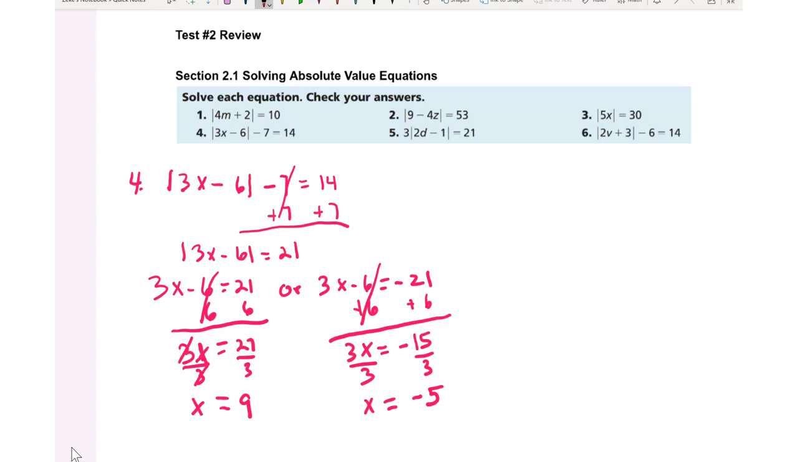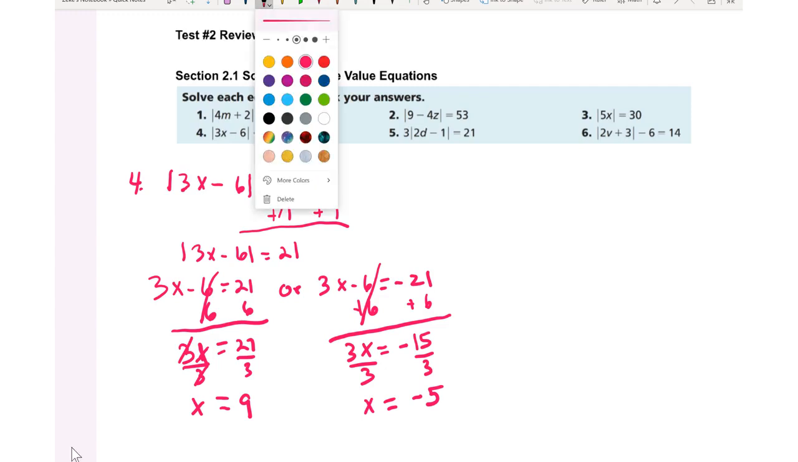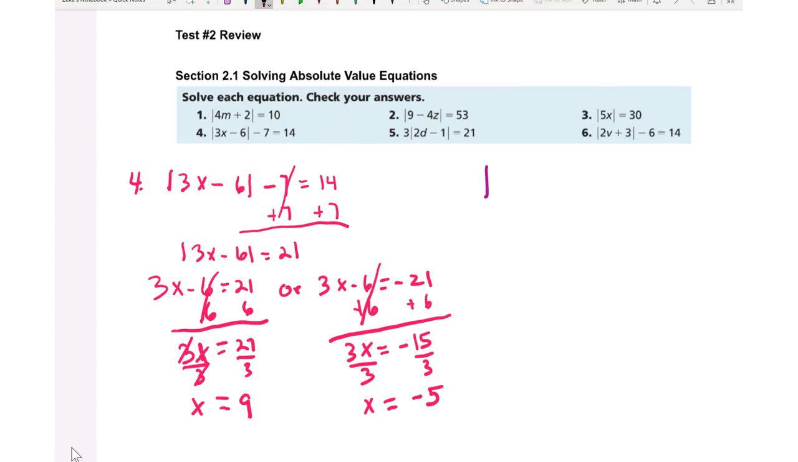So what you want to do now is check. And I'm going to use a different color to check. So you have the absolute value of 3 times 9 minus 6 minus 7, and you want to check if that's equal to 14. 3 times 9 is 27. You have 21. The absolute value of 21 is 21 minus 7. So 21 minus 7 is 14, so that does check.